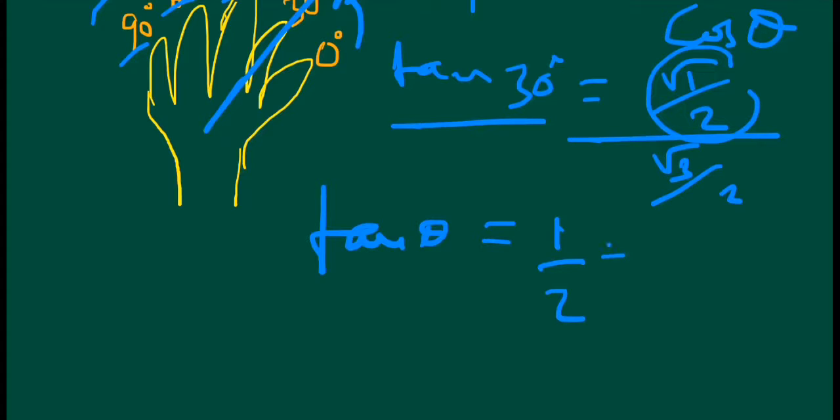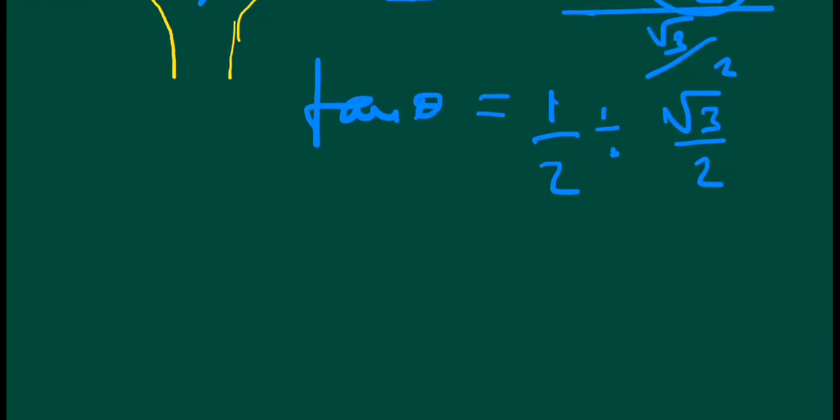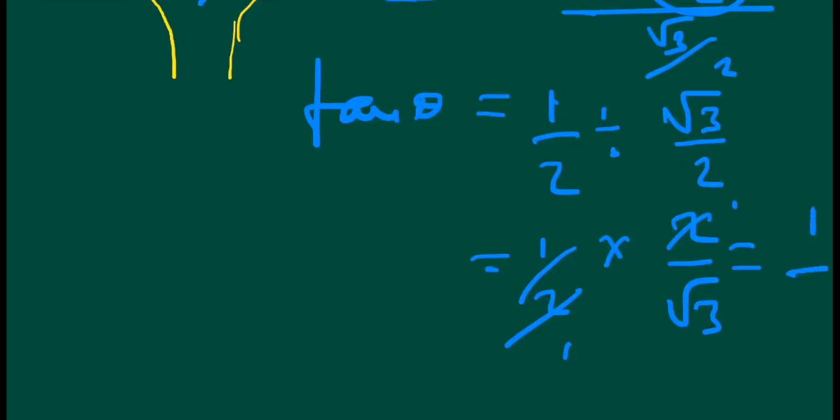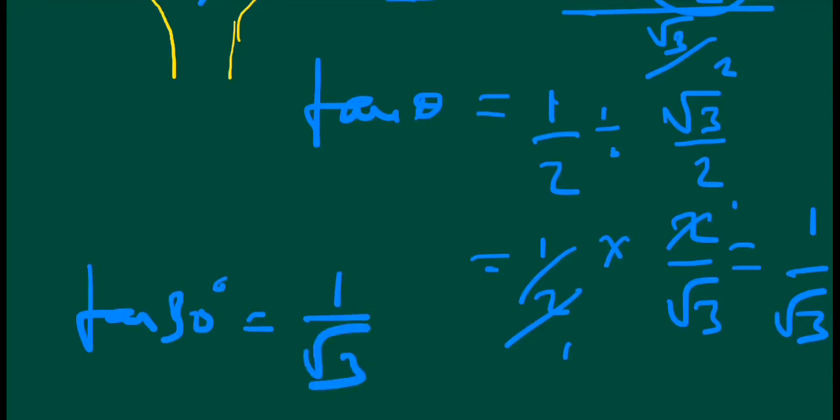Then divide by under root 3 over 2. Okay, as usual, in this division you have to exchange this numerator with the denominator. So now it will be like this: a half times 2 over radical 3. By simplification, this 2 cancels, and from there you will find it equals 1 over under root 3. From there you will find this tan 30 degrees equals 1 over under root 3, something like this.